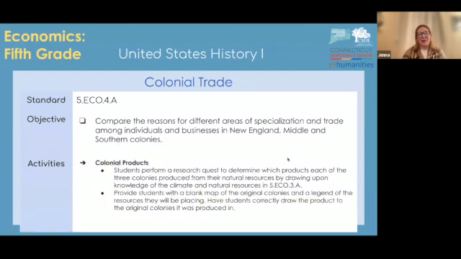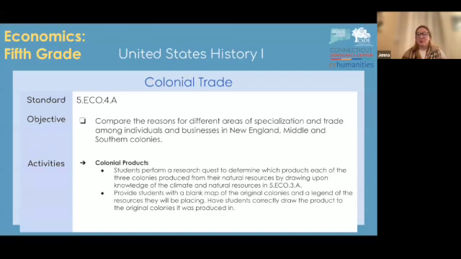For this one as well, when we're looking at the different areas of specialization and trade within individuals and businesses within the New England, Middle, and Southern colonies, one of the things that students can do is called colonial products. Students can perform a research quest to determine which products each of the three colonies produced from their natural resources by drawing upon knowledge of the climate and natural resources in 5.ECO.3A. So again, building on that last standard, and again, you can use that map where students are able to see what was coming out of the 13 colonies as a whole.